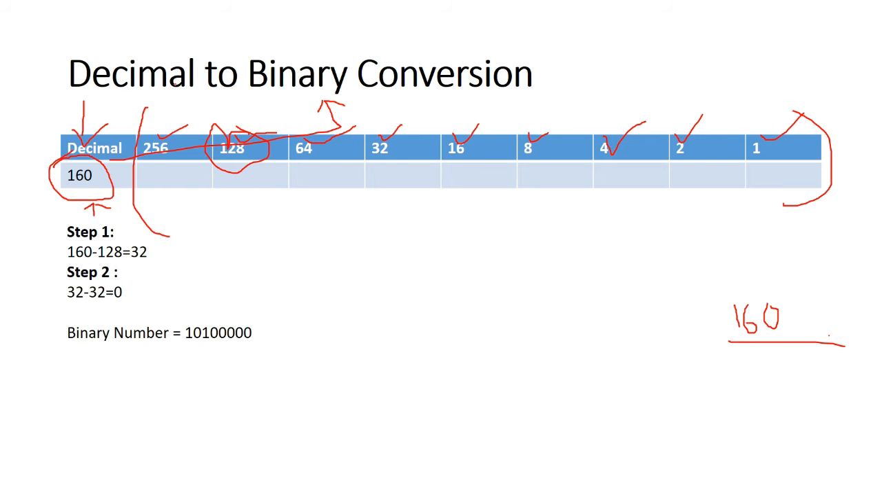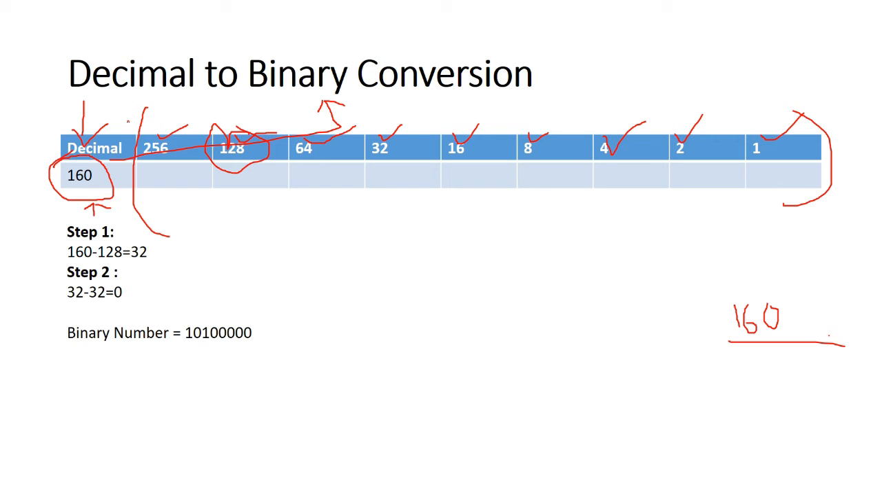So this 160 is closest to 128. And another thing you have to remember is that the value we are selecting from the table should be close to our given number, that is 160, as well as it should be less than the given number.